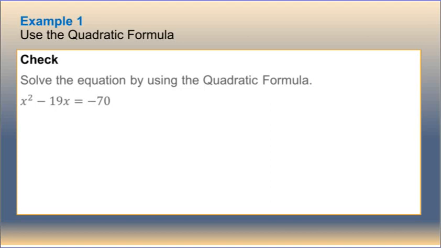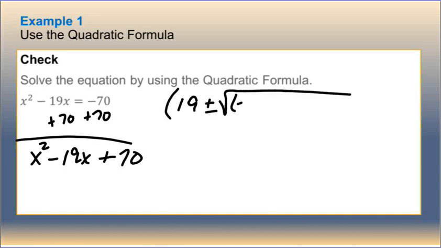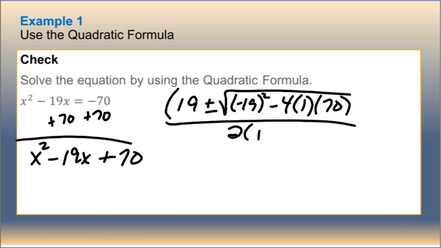Next, solve this equation using the quadratic formula. So I'm going to add 70 to both sides. So now I have x squared minus 19x plus 70. So if I put in the formula, negative 19 is 19 plus or minus the square root of negative 19 squared minus 4 times a, which is 1, times c, which is 70, divided by 2 times my a, which is 1.